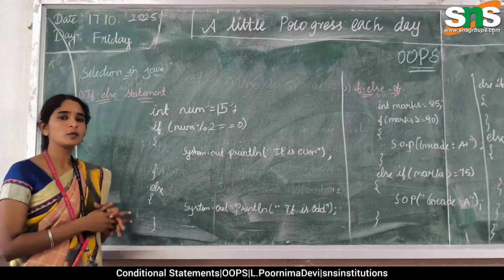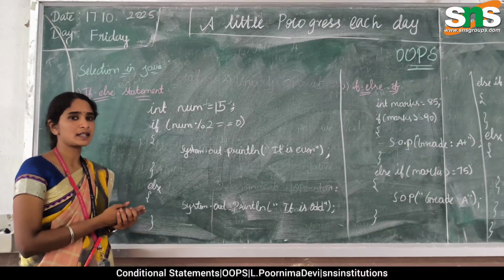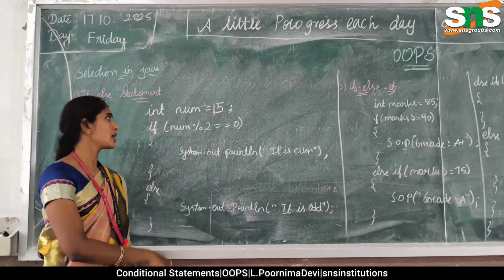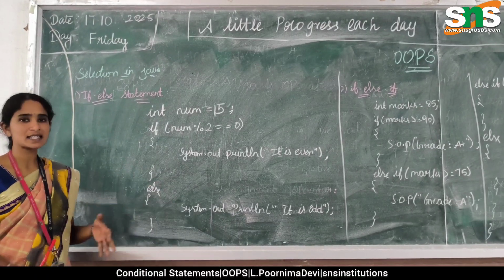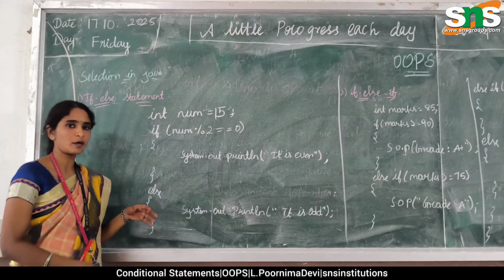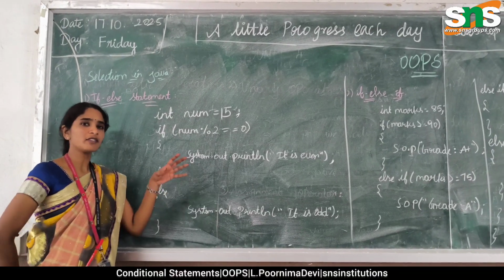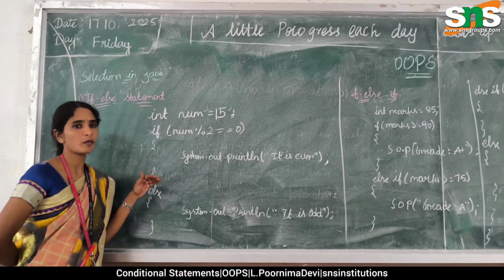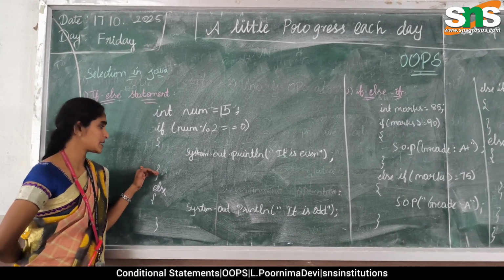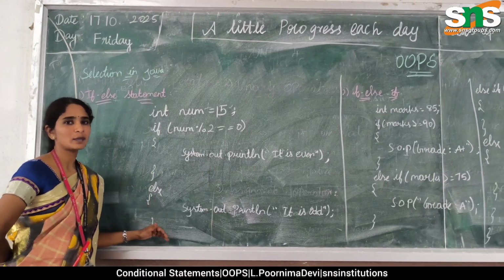In this we use three types: if else statements, if else if, and switch. First we see the if else statement. Here we give a condition. If the condition is true, that particular execution part will be executed. Otherwise, the else part will be executed.